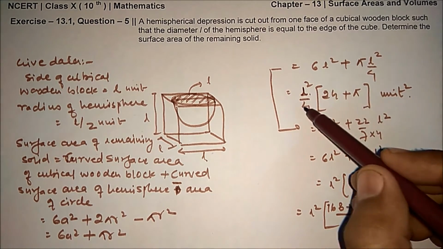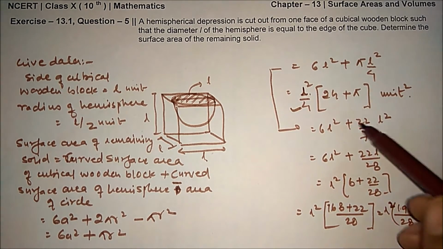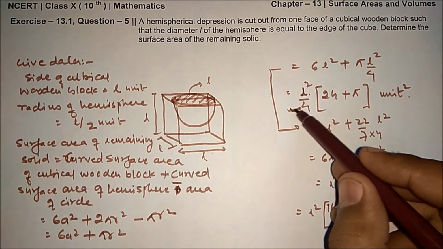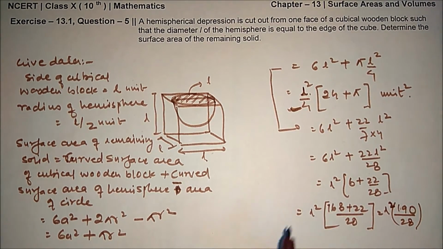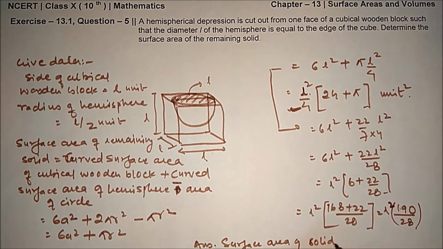So in the book it is written as the answer, okay? But you can further solve it. If you don't want to, this can be your answer, okay? So this is the total surface area. So the answer is: the surface area of the solid is L square by 4 into 24 plus pi, unit square. Thank you.